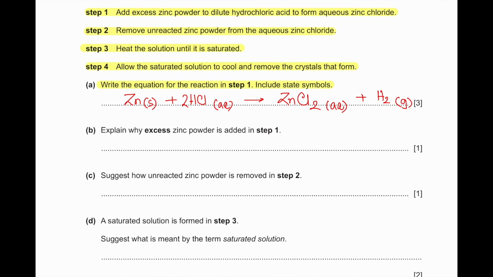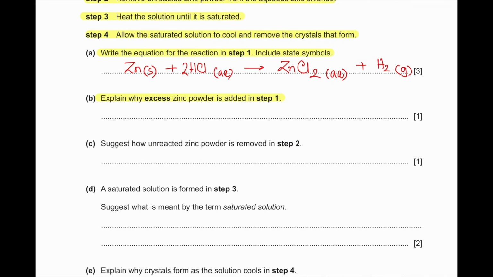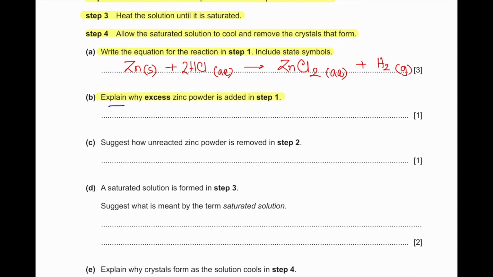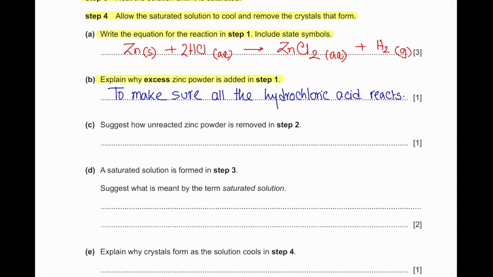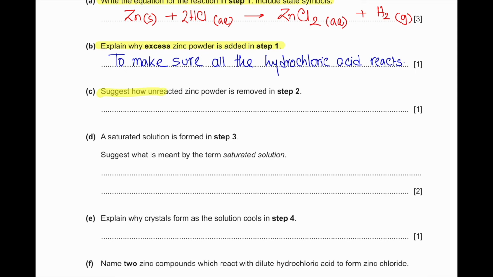Explain why excess zinc powder is added in step 1. So in step 1, excess zinc powder ensures that all the acid reacts, to make sure all the hydrochloric acid reacts. Suggest how unreacted zinc powder is removed in step 2. Unreacted zinc powder can be removed by the process of filtration. So we can just simply filter it out.